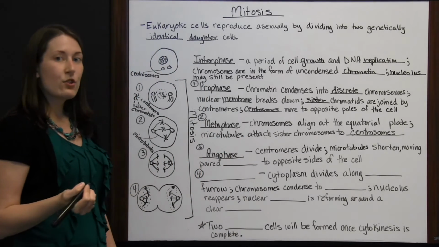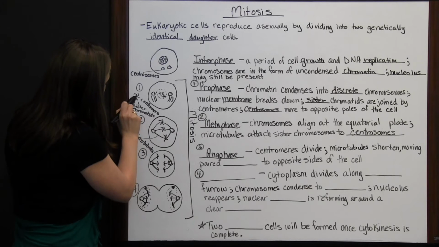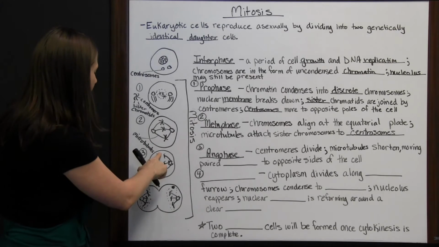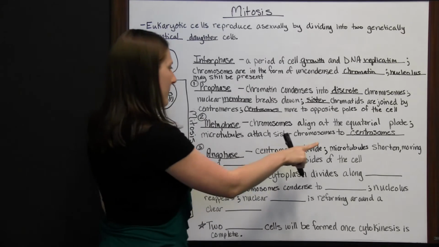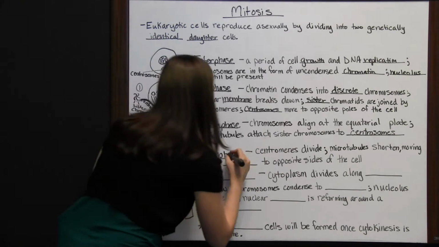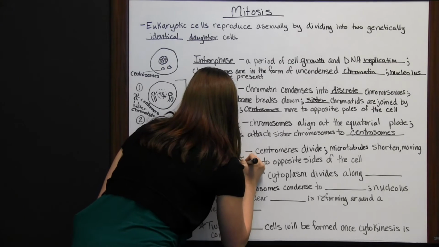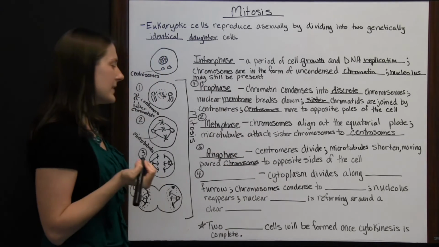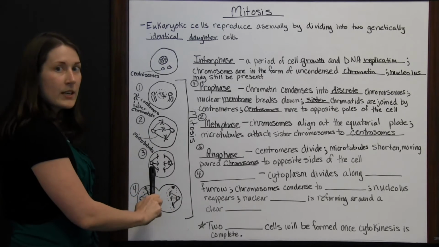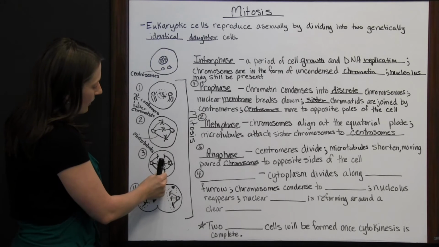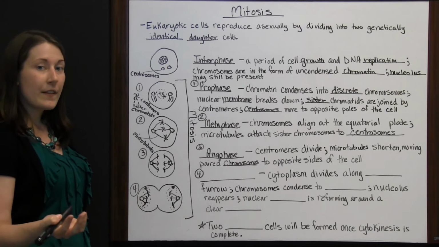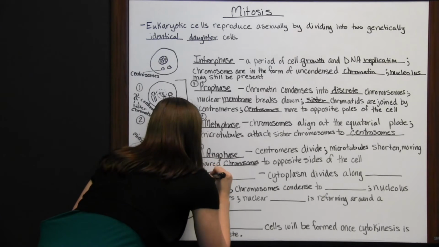In anaphase, the centromeres divide. So remember your centromere was that little center here that was kind of holding the two chromatids together. So in anaphase, they divide. The microtubules shorten, so where they're longer, they shorten up, moving paired chromosomes to opposite sides of the cell. So we had these paired chromosomes, and now the microtubules are shortening. They're moving those individual chromosomes over closer to the centrosomes now. And then you're ready for the last phase of mitosis, which is telophase.